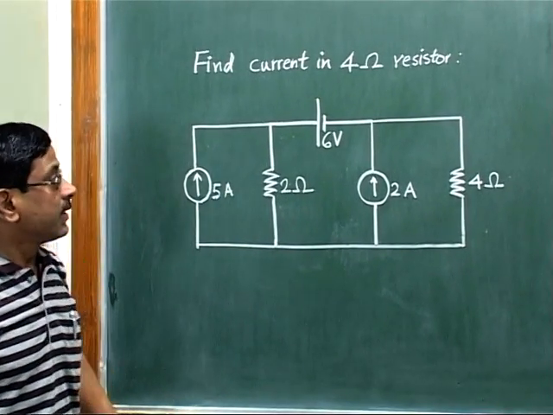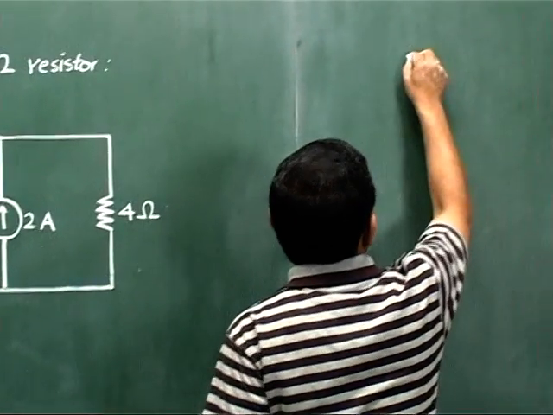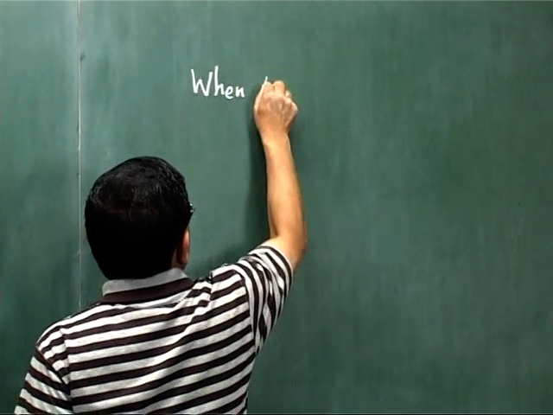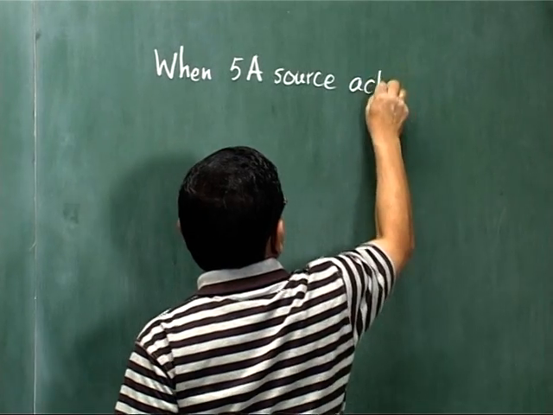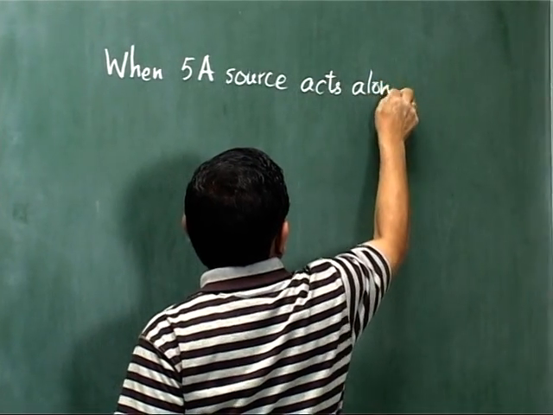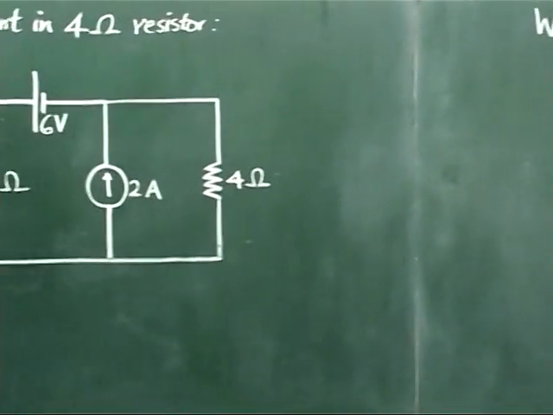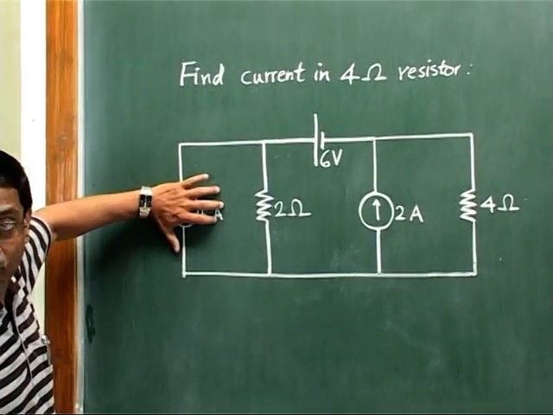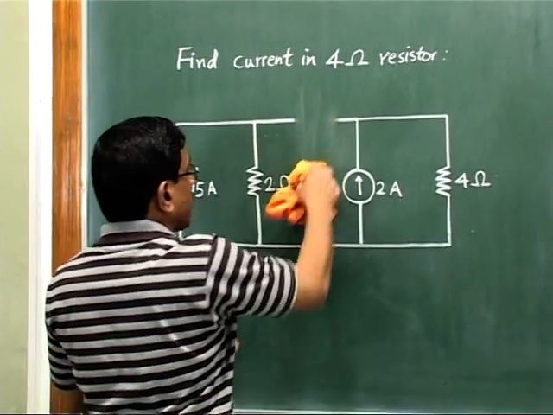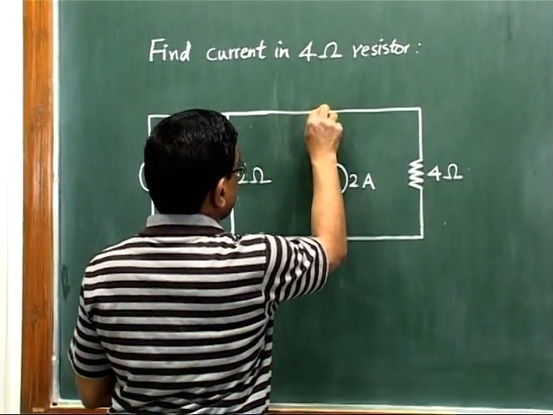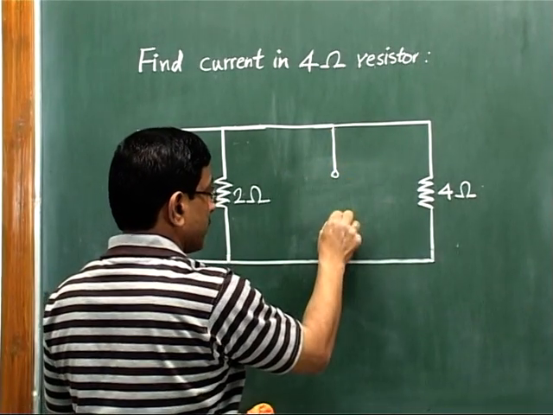Again we start with our regular procedure of the superposition theorem. Suppose first we consider this 5 ampere source. So when the 5 ampere source acts alone, we consider only the first source here, and we make the necessary changes in our circuit. What we have to do? When we are considering only this source, we have to replace this voltage source with a short circuit because that is an ideal source. So this is gone. And we have to open the current source. So this is open now.